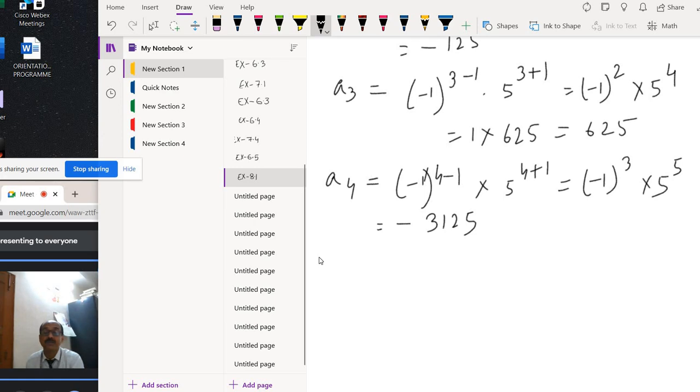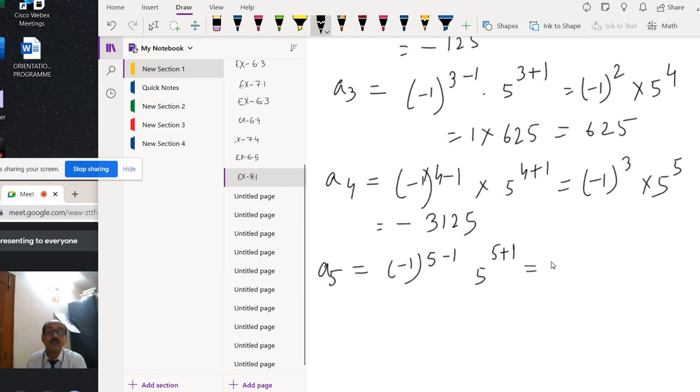Now A5. It will be minus 1 to the power 5 minus 1, into 5 to the power 5 plus 1. So it will be minus 1 to the power 4 into 5 to the power 6. Minus 1 to the power 4 is positive, so plus 1 into 5 to the power 6, which is equal to 15,625.